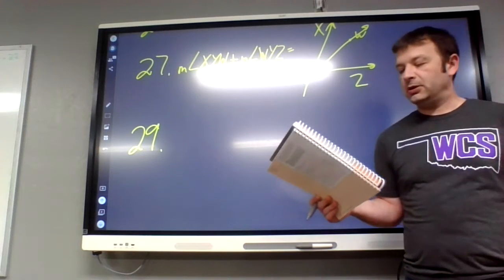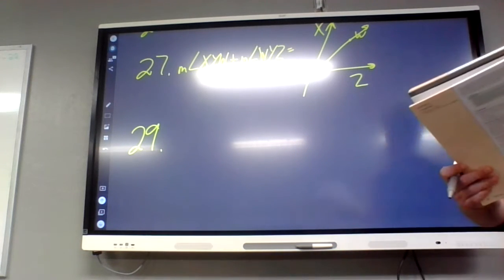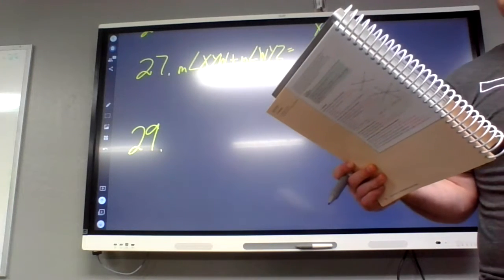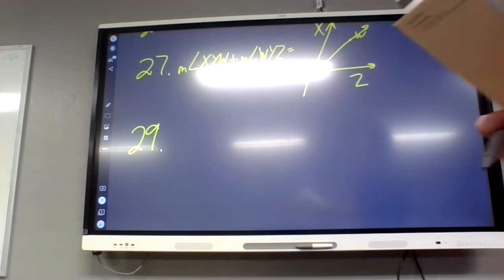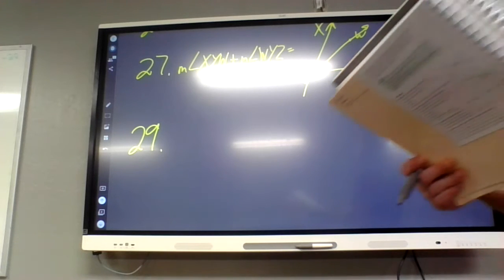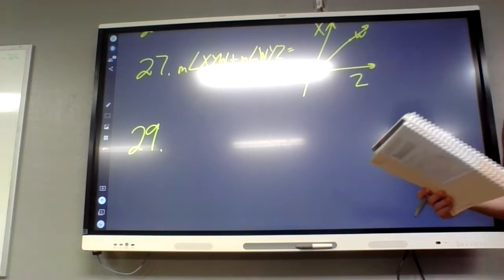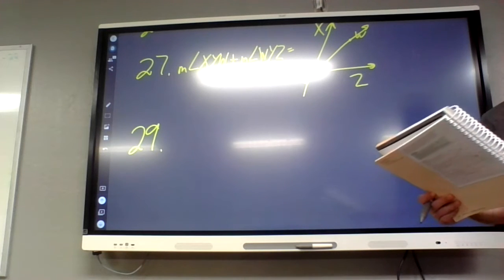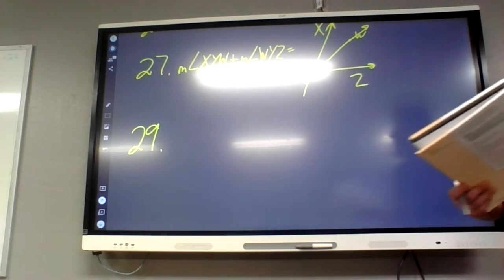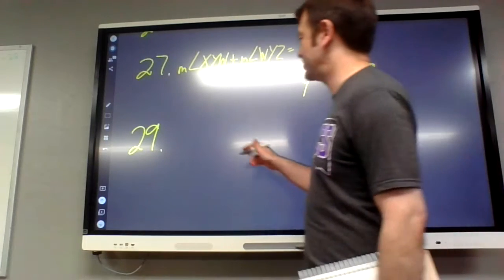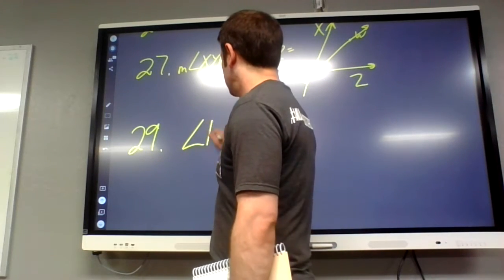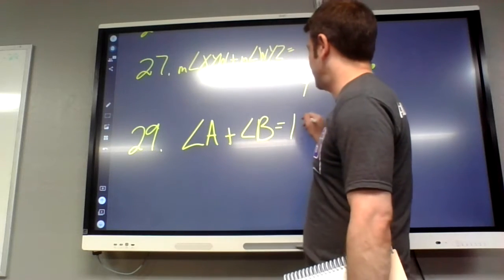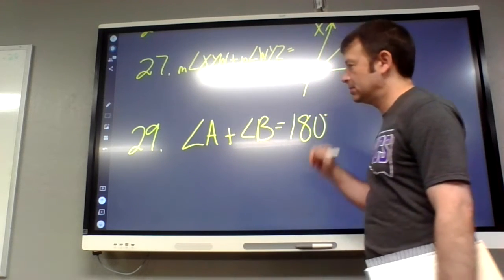Okay, on 29, the first line is blank. The second line says their conclusion is angle A and angle B are supplementary by the definition of supplementary. So how could they have known that the angles were supplementary if they knew what? If they knew that angle A plus angle B equals 180. So yeah, like I said, I'm skipping the M's on this one.